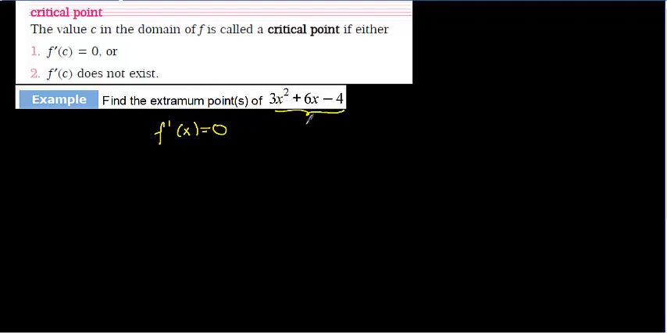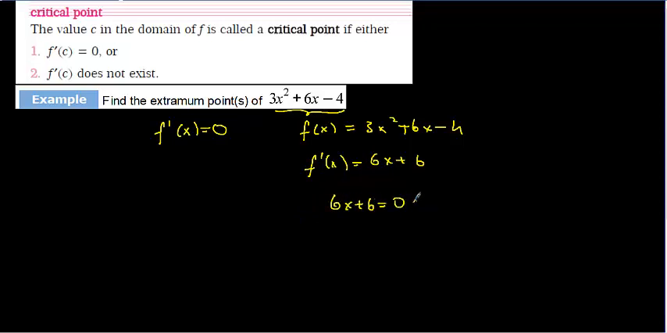Firstly, this is going to be f(x) for us, and f derivative x is going to be equal to 6x plus 6. So if f derivative x is equal to 6x plus 6, then when it's equal to 0, the point that we are going to find is going to be the extreme point. Extreme points here: 6x plus 6 equals 0, 6x is equal to minus 6, over 6 it is equal to minus 1. So we have only one extreme point.